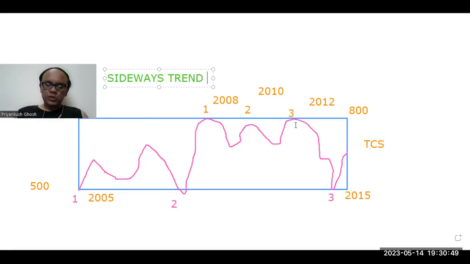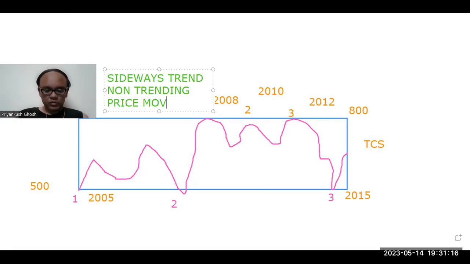500 से 800 के बीच में ही घूम रहा था और बार बार वो नीचे आ रहा है। 2012, 2010 में 3 बार वो जाके 800 में धक्का खा के फिर से वो नीचे आ गया। ठीक है, तो इसको टाइप का बोलते हैं साइडवेज ट्रेंड। This is basically a non trending sideways trend, मतलब this is non trending price movement. ठीक है, नॉन ट्रेंडिंग प्राइस मूवमेंट, sideways trend. The other way of saying is this is non-trending price movement.